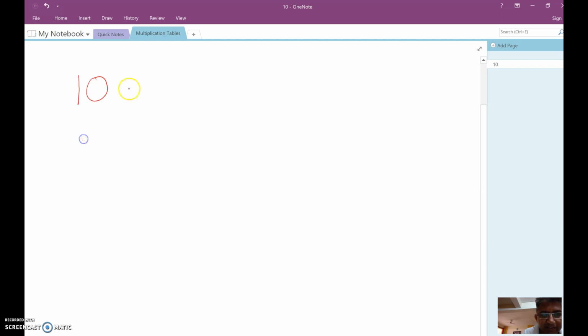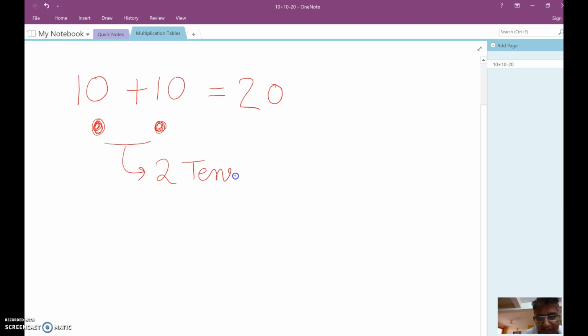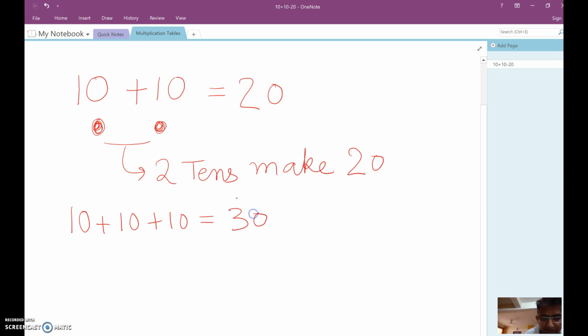This is 10. 10 plus 10 is 20. So this is 1 ten and this is another 10. So these are two tens, which make 20. Okay, so 10 plus 10 plus 10 is equal to 30.